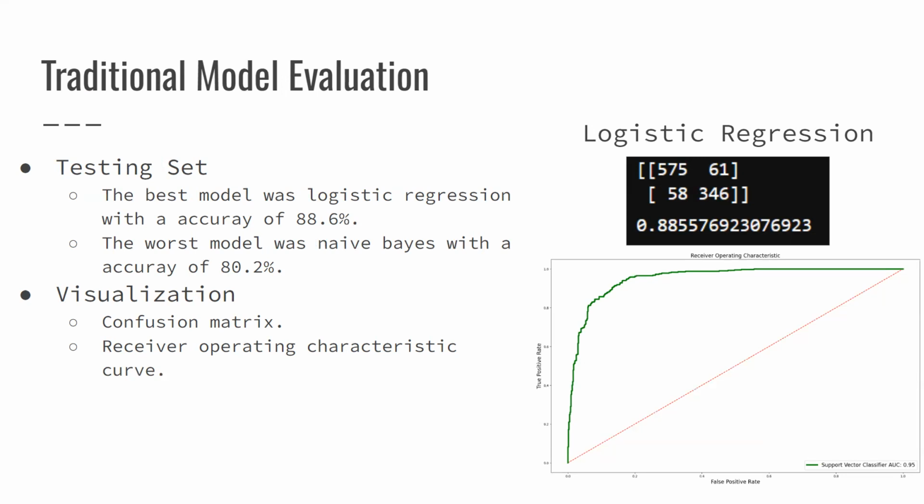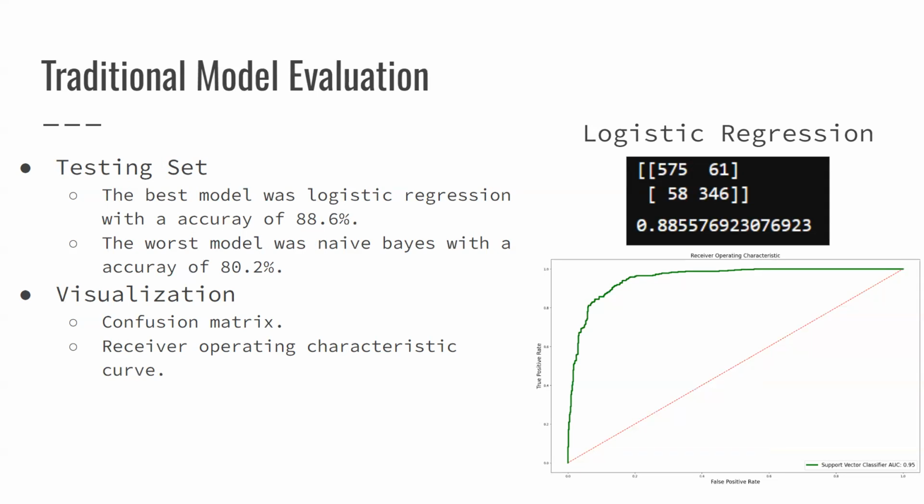And I looked over the testing data sets' accuracy. And the best model was logistic regression with an accuracy of 88.6%. The worst model was naive Bayes with an accuracy of 80.2%. So there's not much variability, but even the best model, logistic regression, was not as good as the simple neural network model from before, but still pretty good.